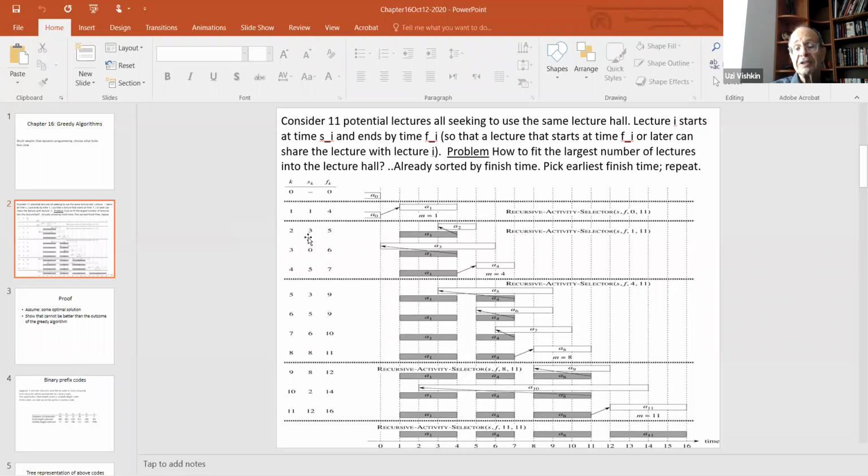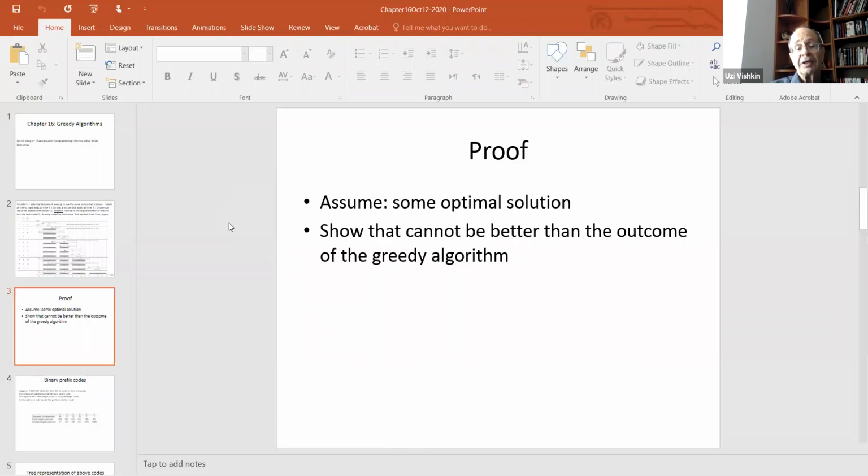Okay, so if you accept that this is the correctness claim, the question is, how am I going to argue it? And here you have the basic idea. The basic idea is that you come to me and say, oh, what you're talking is complete nonsense. Here is a better solution. Okay. But I'm going to argue that no matter what alternative solution you give me, it will never have more lectures than what this algorithm gives. Okay? And if I do that, it's clearly a proof of correctness.